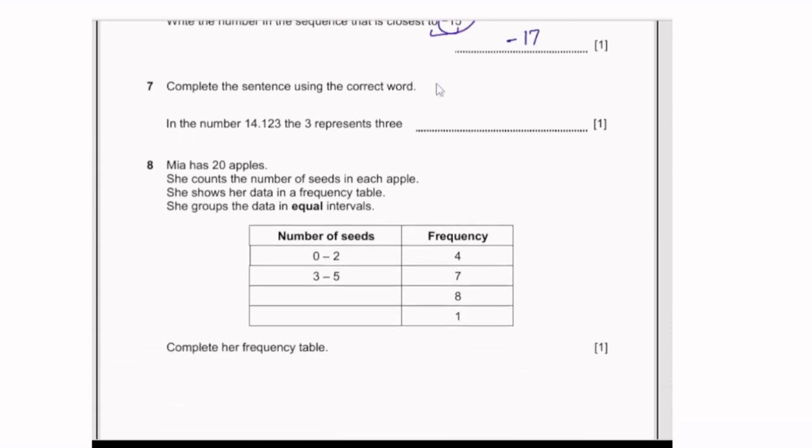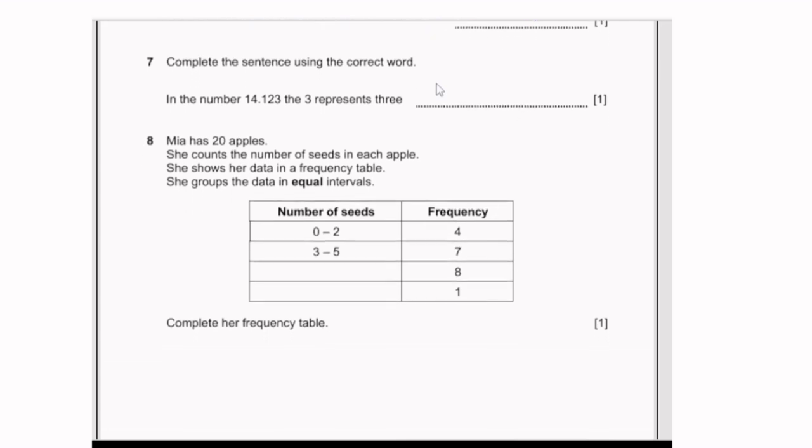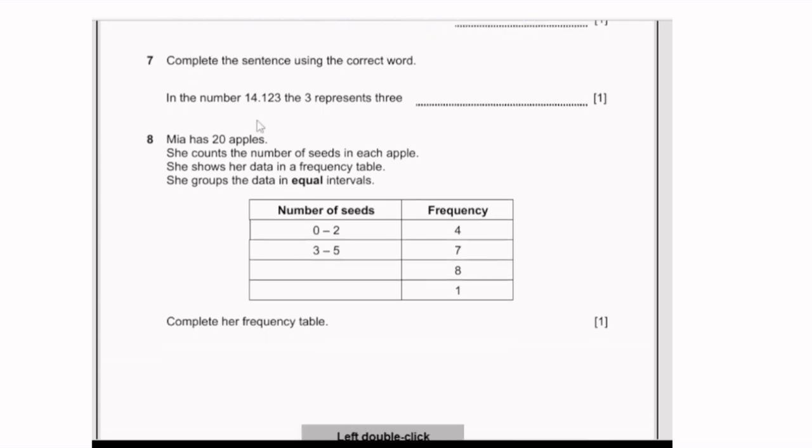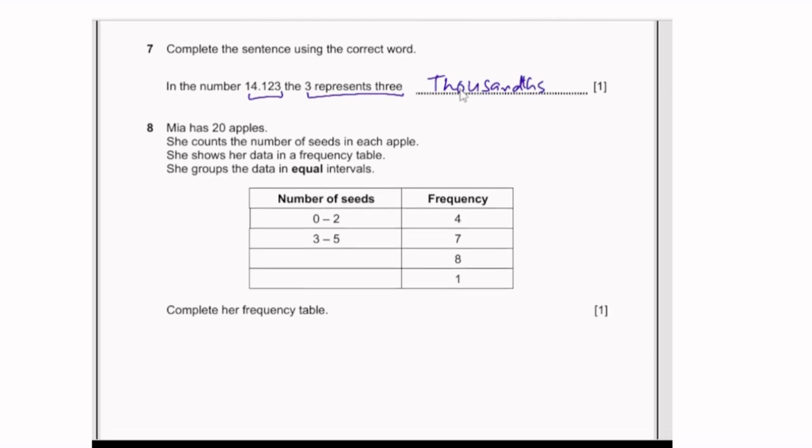Now number 7, complete the sentence using the correct word. In the number 14.123, the 3 represents 3 what? So this is ones, this is tenths, and then thousandths. So this is the thousandths place. This is an easy one. I think you all know that, thousandths. Remember to write THS here at the end, okay.